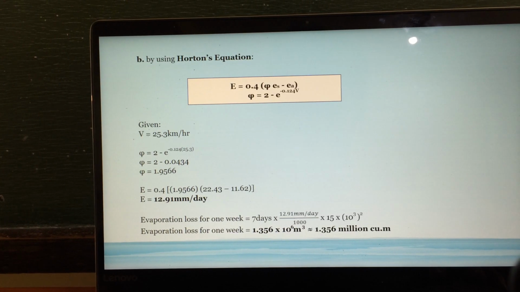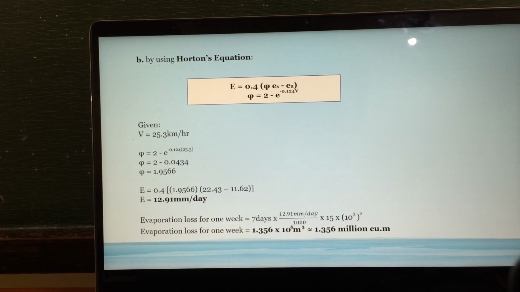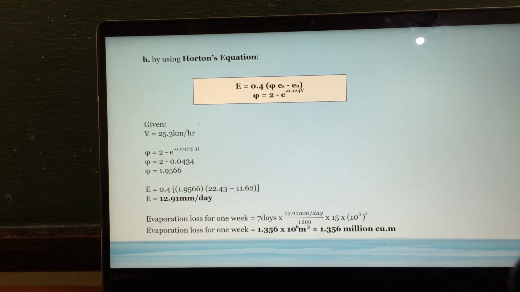By using Horton's equation, with the formula of E is equal to 0.4 times phi, times the quantity of E sub S minus E sub A, where phi is equal to 2 minus e raised to negative 0.124 V. Given V is equal to 25.3 kilometers per hour, phi is equal to 2 minus e raised to negative 0.124 times 25.3. Phi is equal to 2 minus 0.0434. Phi is equal to 1.9566.